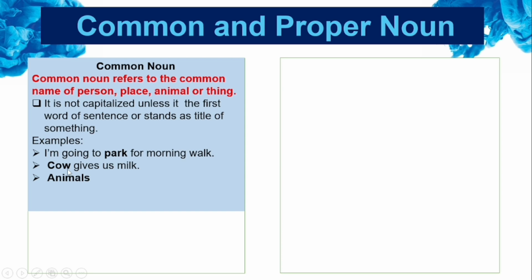As you can see here, cow. Cow is a general name of an animal. But still it is capitalized. Why? Because it is an exception and it is the first word of a sentence. That's why it is capitalized.